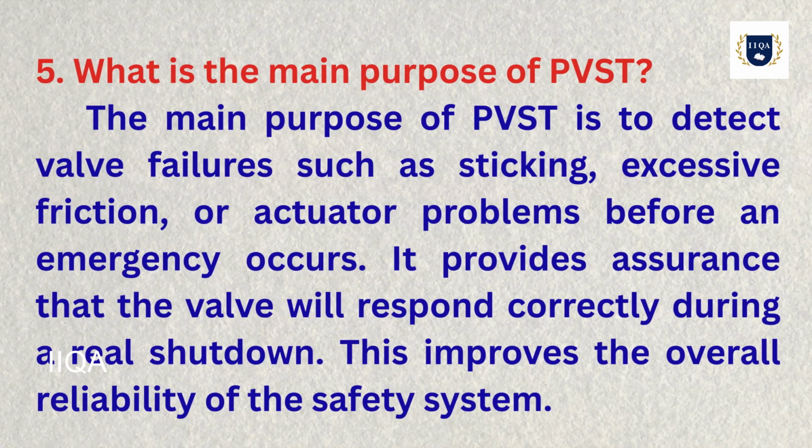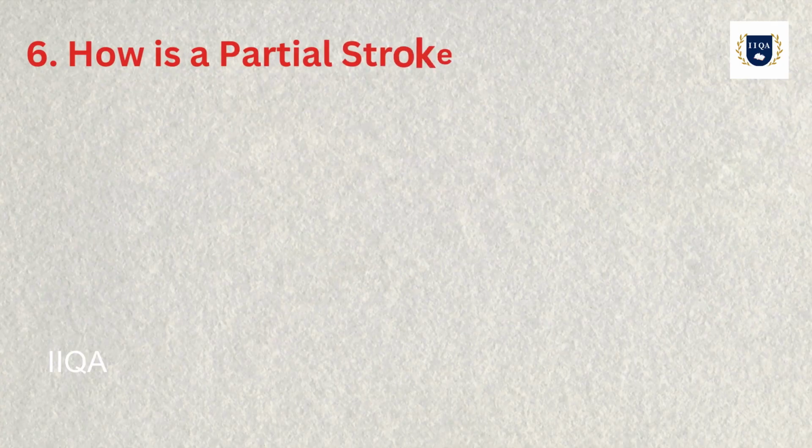5. What is the main purpose of PVST? The main purpose of PVST is to detect valve failures such as sticking, excessive friction, or actuator problems before an emergency occurs. It provides assurance that the valve will respond correctly during a real shutdown. This improves the overall reliability of the safety system.